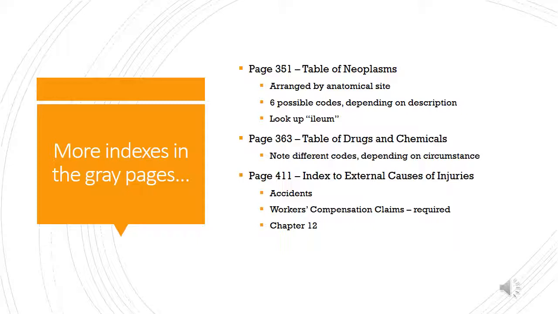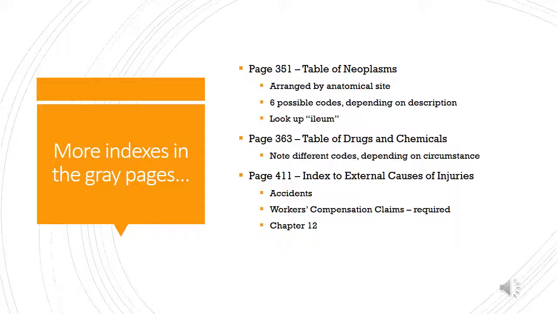Note the term and possible codes depending on the results of the specimen, shown in the columns to the right of the neoplasm term. For example, suppose the diagnosis was benign tumor of the ileum. In this table, look up ileum, I-L-E-U-M. The documentation specifies benign. Therefore, move across this row to the benign column and we can begin considering code D13.39.